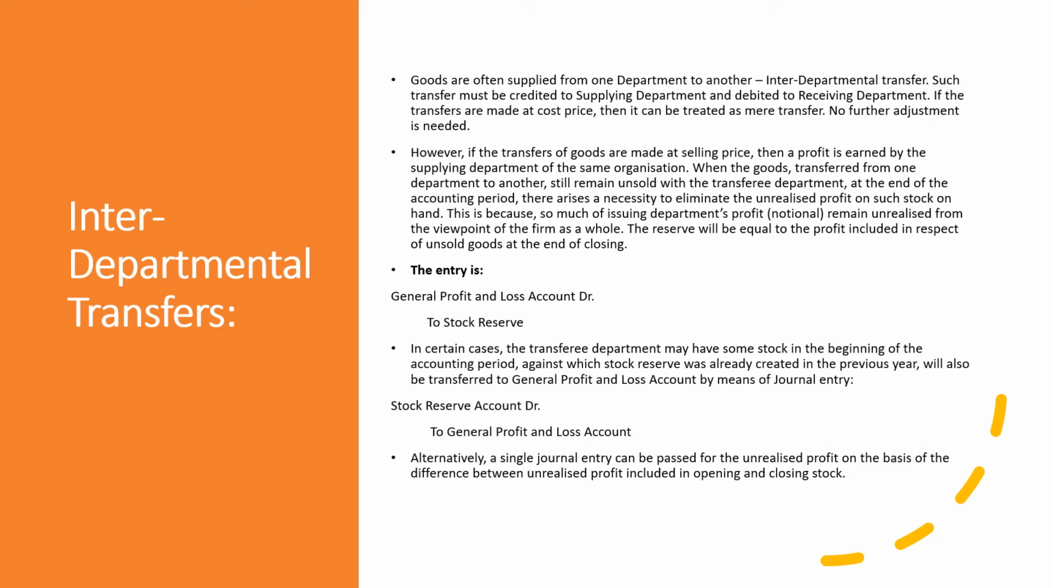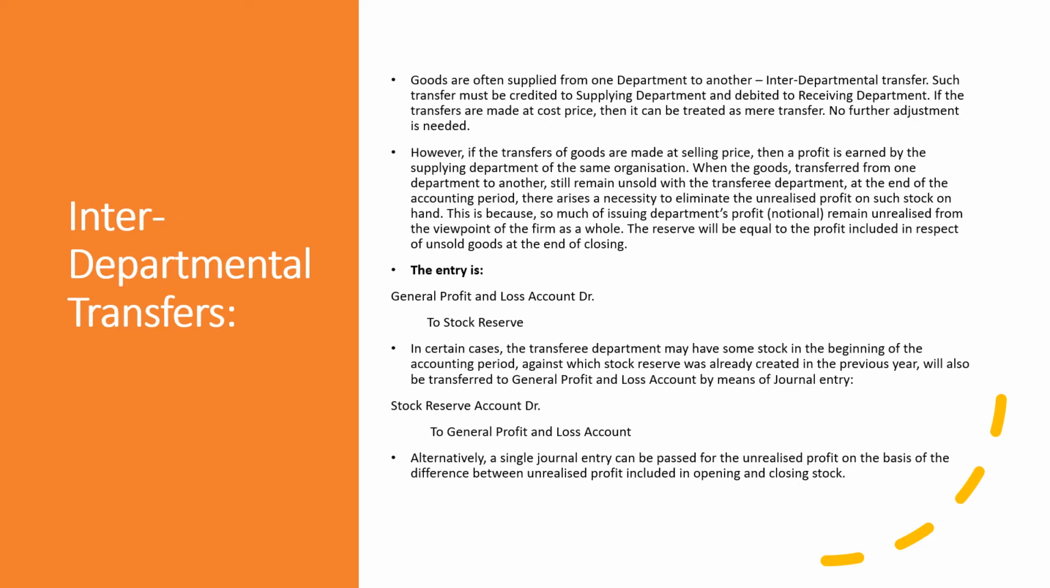So that reserve, how will you make the journal entry for the reserve? General profit and loss account debit to stock reserve. You need to debit the profit and loss account with that unrealized profit. Now, in certain cases, the transferee department may have some stock in the beginning of the accounting period against which stock reserve was created in the previous year. So now you need to adjust the general profit and loss account with this also. So stock reserve account debit to general profit and loss account, or you can pass a single entry by deducting opening reserve from the closing reserve. Fine.